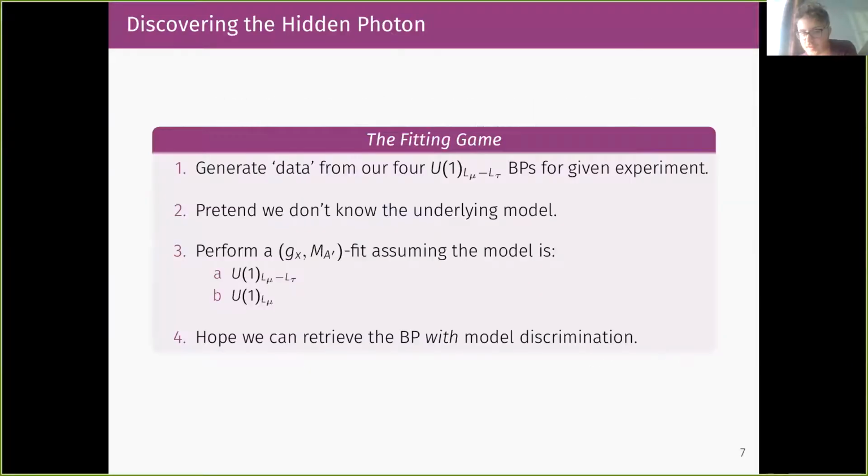And to test the experimental sensitivities, we're going to play what I've called the fitting game, which is where we're going to generate the data from our 4 benchmark points. We're going to cover the answer, pretend we don't know that it's from the L mu minus L tau. We're then going to fit, assuming that the model is either the L mu minus L tau or the L mu. And then we're going to hope that we can both retrieve the benchmark point that we started with, and we can also get some model discrimination out of it.